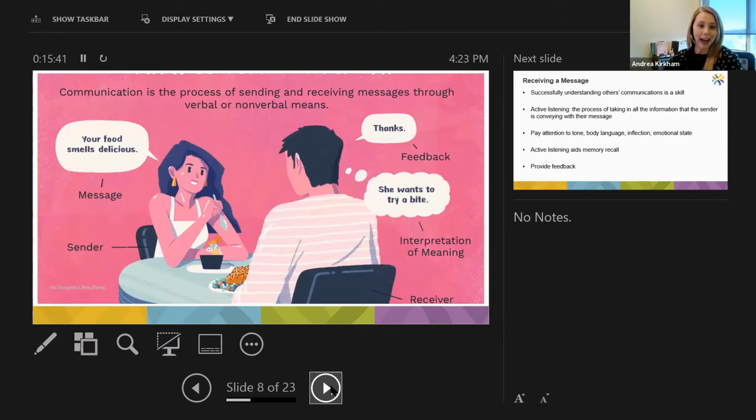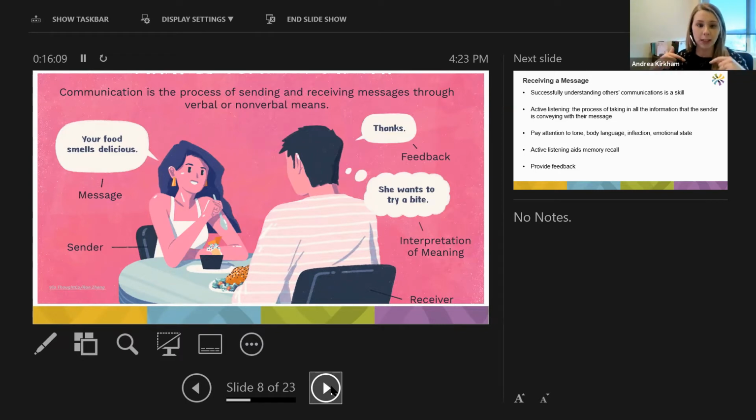So here we have this lovely representation of what we've discussed so far. It's essentially representing the process of sending and receiving messages through verbal and nonverbal means. Right here you can see the person who's the sender, not just by the little tag labeled sender there, but she's also the one initiating the conversation. You can see that she's commented, "Your food smells delicious."